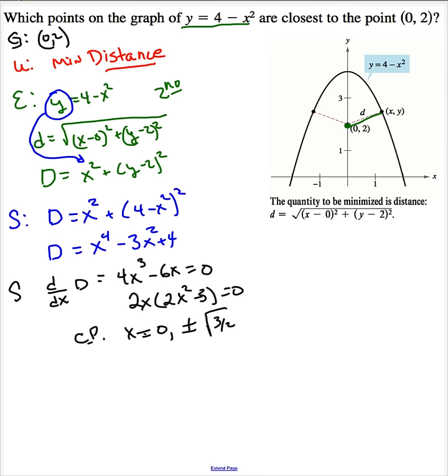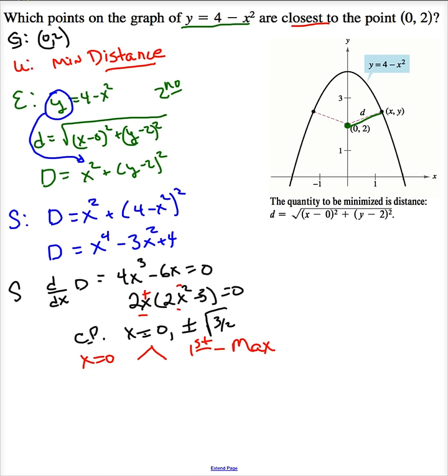Now, let's check the first derivative test to see whether these are maxes and mins. All right, for x equals 0, if x is less than 0, this is negative, and this is negative, so this is going to be positive. If x is greater than 0, this is positive, this is still negative, so this will be negative. So by the first derivative test, this tells me this is a maximum and not a minimum.